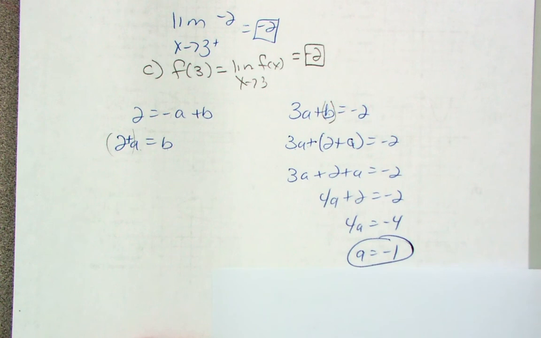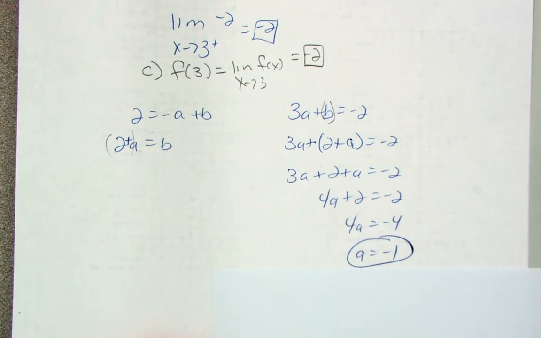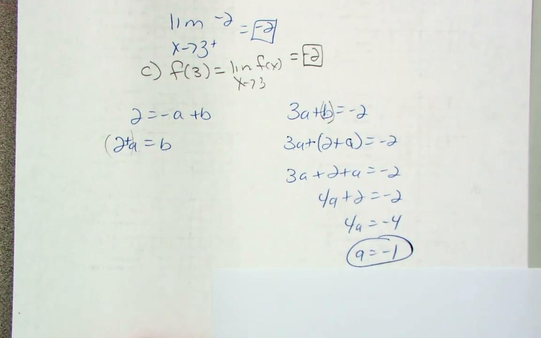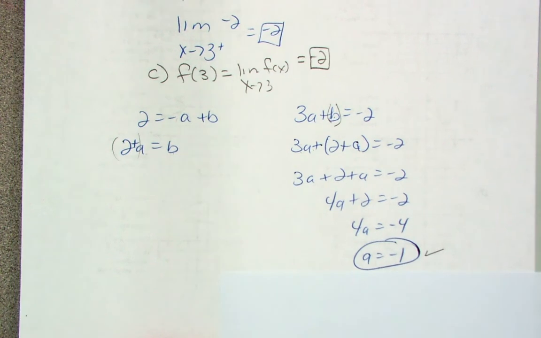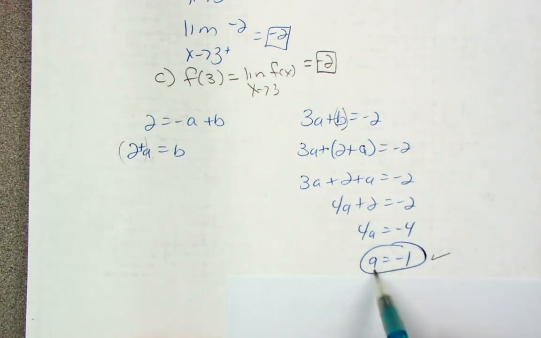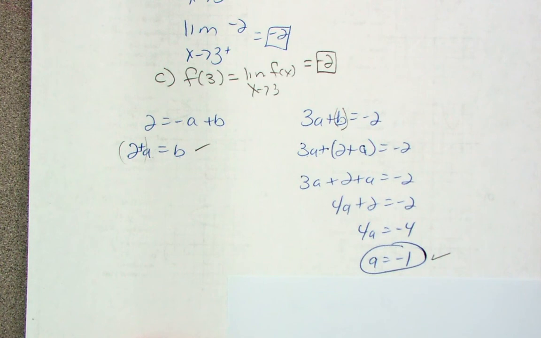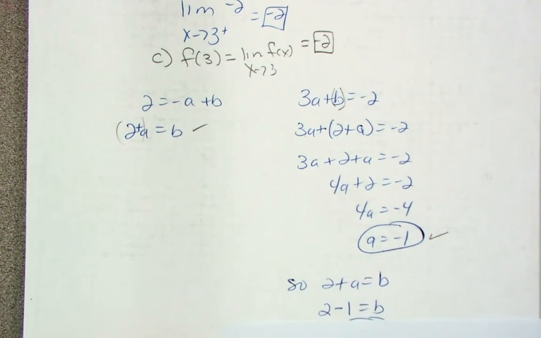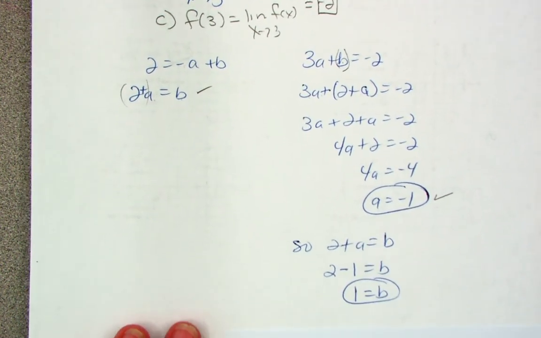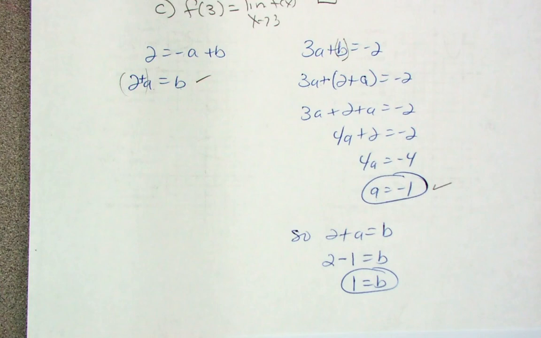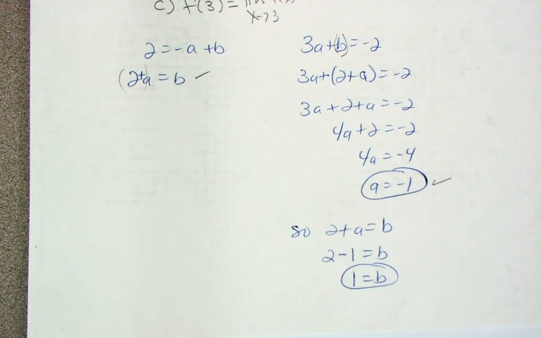I have my first value, a. That's what is asked for in the directions: find the constants a and b. Back in Algebra 1, what you did then is you took this value and substituted it back into the other equation to get your b, which is what I did here. 2 plus a equals b. Now it's 2 minus 1 equals b, therefore 1 is b. I am now done. Thank you.